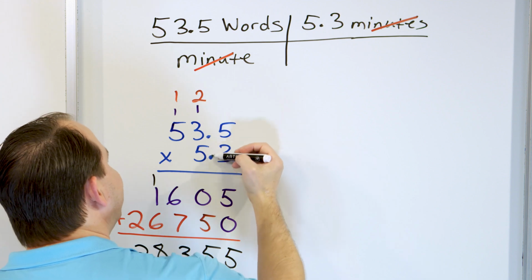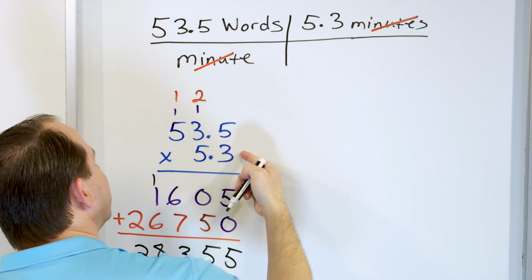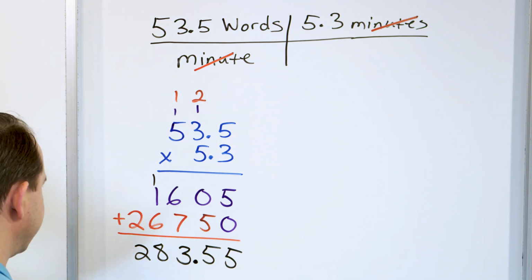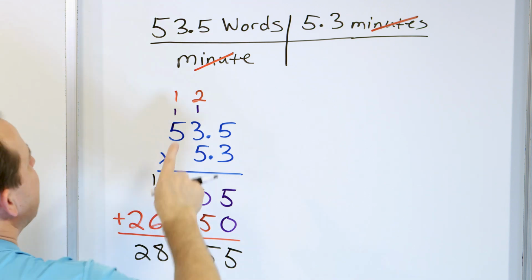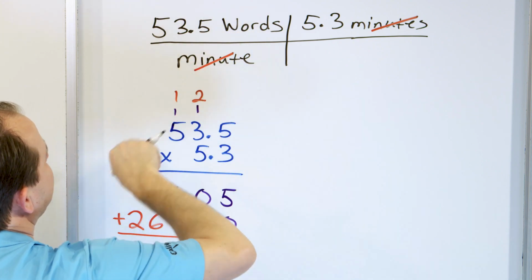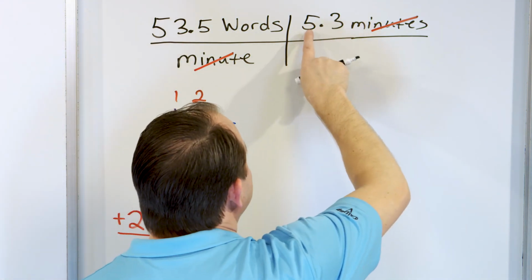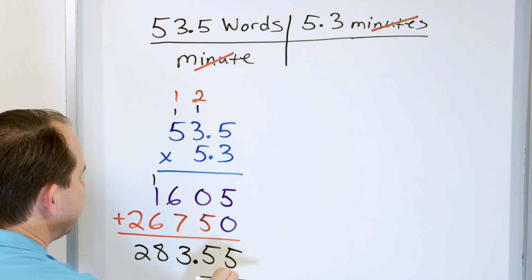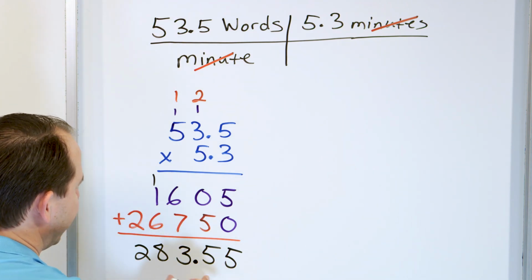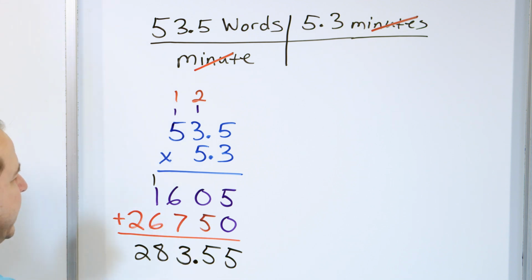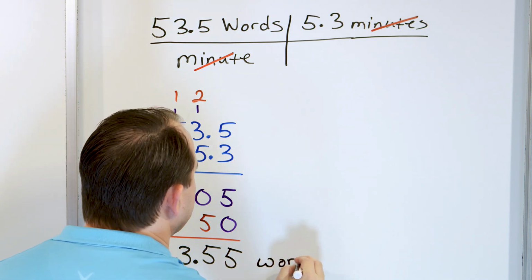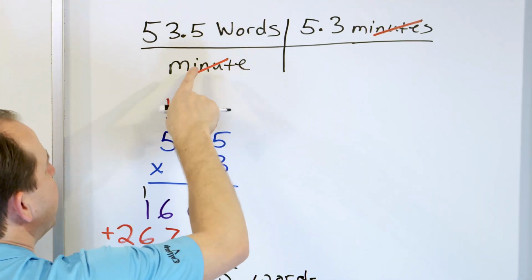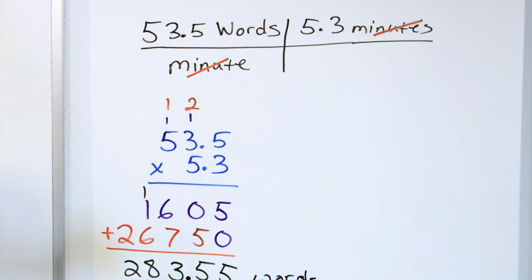Now for the decimals, I have 2 decimals after the decimal. 1 from here and 1 from here. So I must have 2 digits after the decimal in my final answer. So what this is telling me is that if I type 53.5 words per minute, and I type it out for 5.3 minutes, then I have typed 283.55. That means almost 284, a little bit more than 283 words typed. Because remember, words per minute times minutes, this is the only unit left, words typed.